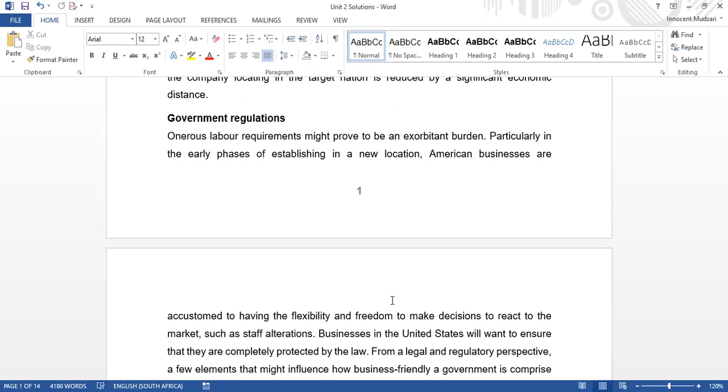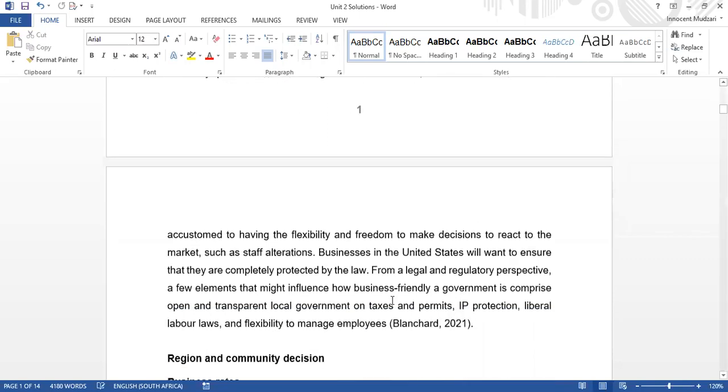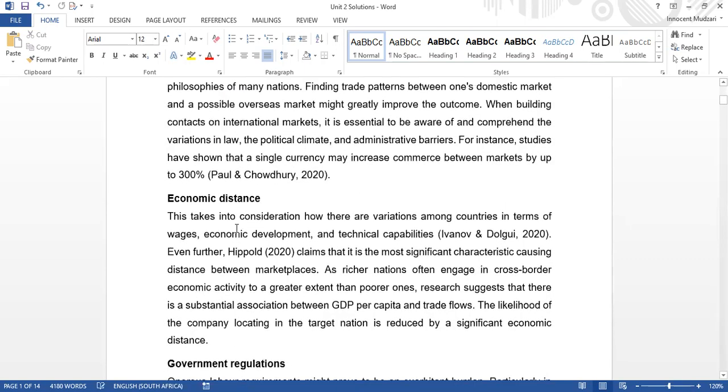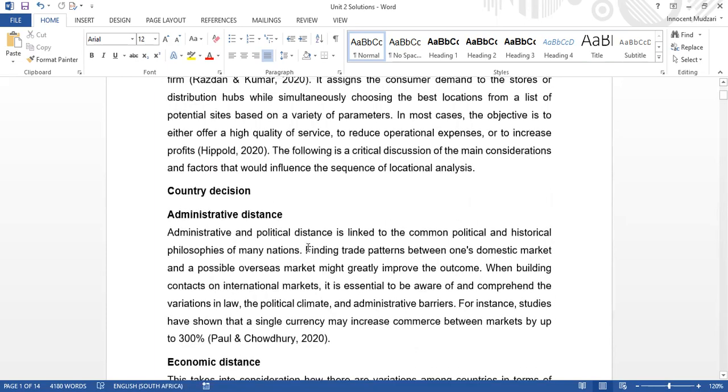Right? So businesses that operate in North America want to ensure that they are completely protected by the law. From a legal and regulatory perspective, a few elements that might influence how business-friendly a government is comprise open and transparent local government on taxes and permits, IP protection, labor laws, and flexibility to manage employees. So these are some of the things that can affect the location decisions of the company in North America. So under country decisions, we have government regulations, the economic differences, as well as the administrative distance.